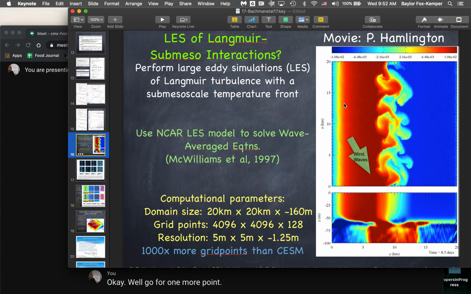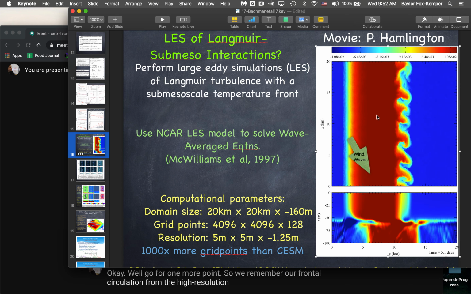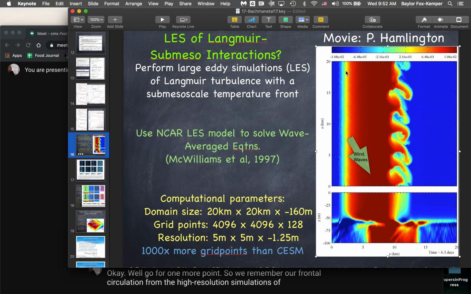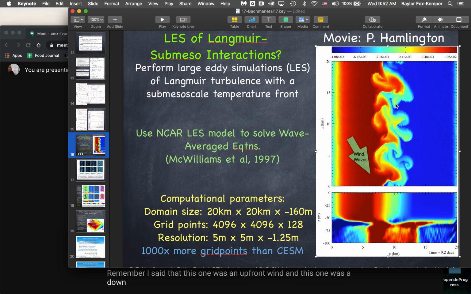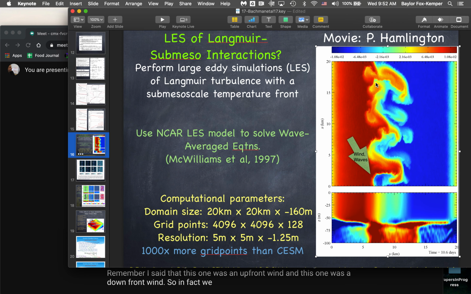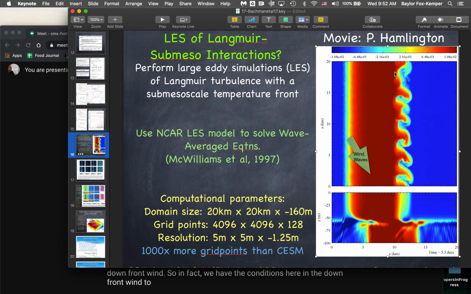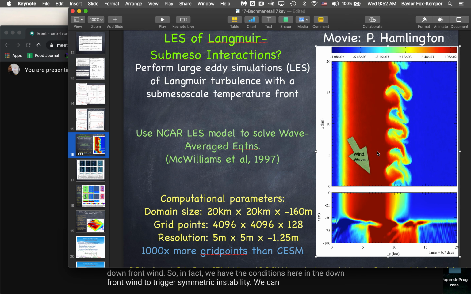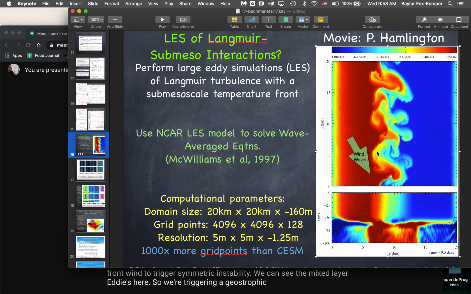So remember our frontal circulation from the high resolution simulations of Hamilton? Remember I said that this one was an up front wind and this one was a down front wind? So in fact, we have the conditions here in the down front wind to trigger symmetric instability. We can see the mixed layer eddies here. So we're triggering a geostrophic branch instability.